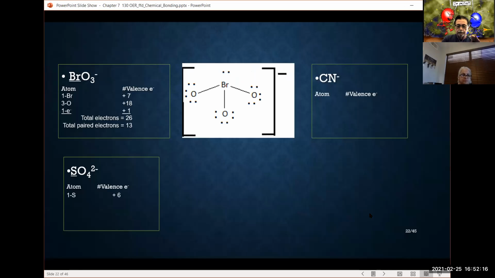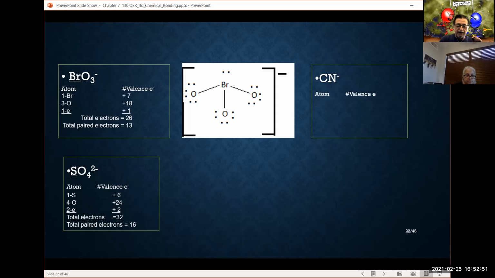Similar scenario. We count sulfur in group 6, 6 electrons. There's 4 oxygens. They're also in group 6, so I got 24 electrons from the oxygens to work with. Then it's a -2 charge, so I need to add 2 more electrons. And so now what I have is 32 valence electrons. This is why I use the line, because that's a lot of dots to be hitting there and lose track.